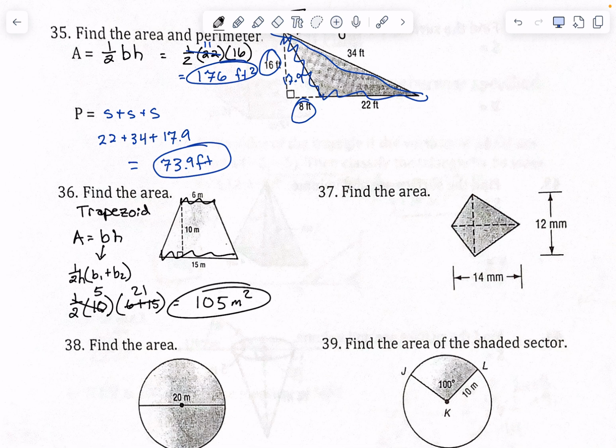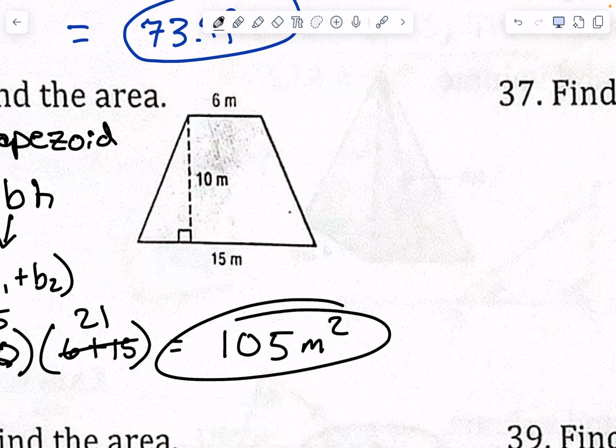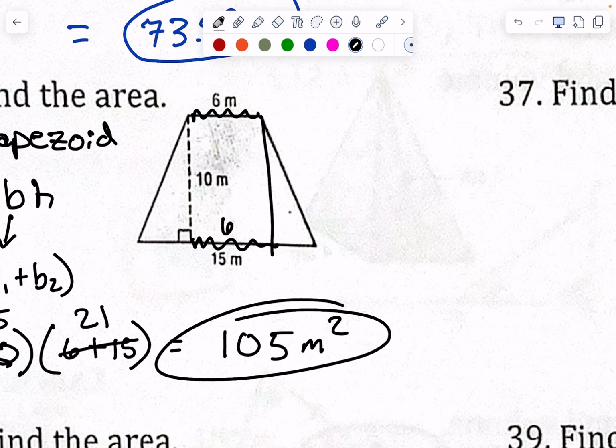How would you find the perimeter since we don't know that little side? So that's a good question. If this is 6, then I know that this is 6, right? And if that whole length is 15, then this guy and this guy added together make 9. So this is 4.5 and that's 4.5. So I would have to do the distance or the Pythagorean theorem with 4.5 and 10 to find that guy, and then add those all together, right?